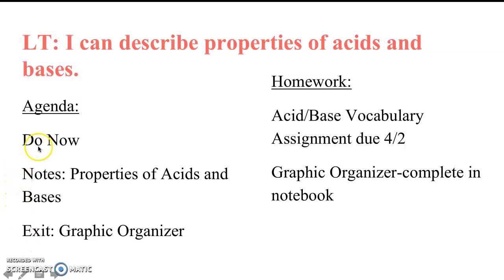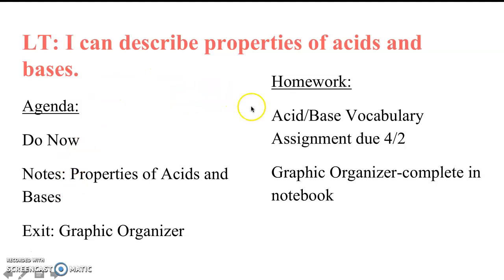We're going to do a Do Now. We're going to take some notes on properties of acids and bases and discuss what is an acid and a base. And what I would like you to do after this lecture is complete the graphic organizer that's linked in Canvas in the module underneath this lecture.